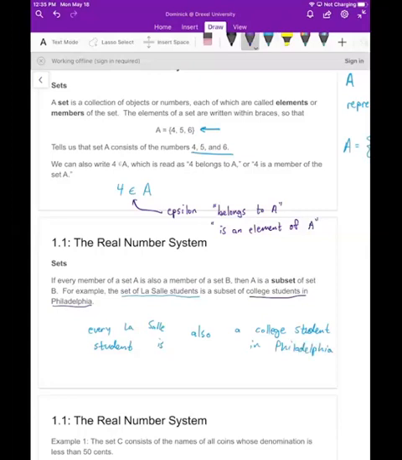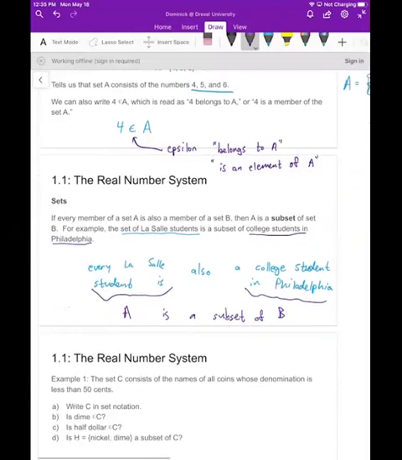if I were to call the LaSalle students set A and the college students in Philadelphia set B, then in this case we would say that A is a subset of B. And a lot of times we actually write this with sort of a curly C there. So if you wanted to say is a subset of, you could use this little C character, and this is written either like this, or sometimes there's also a line under it as well.